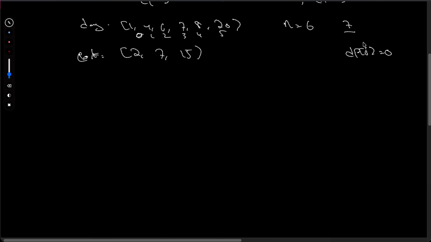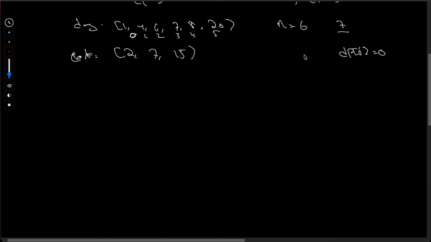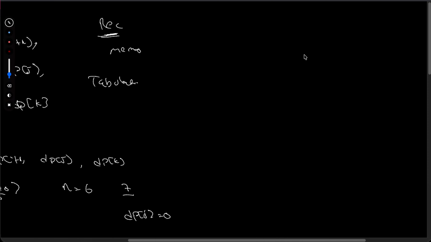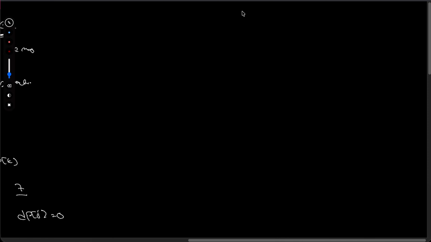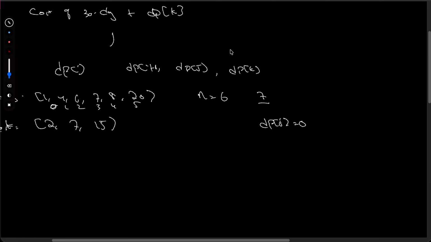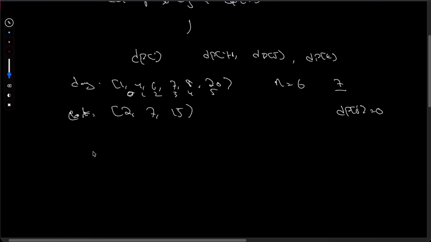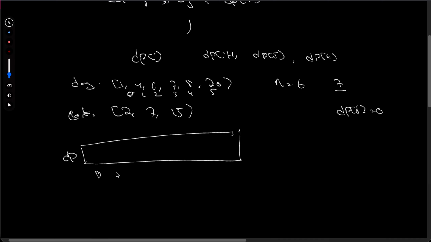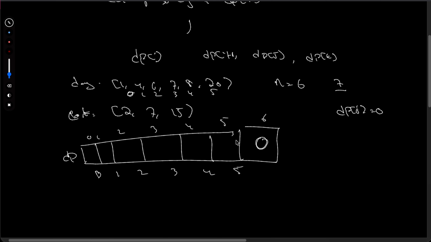Okay, so let's make a table. We make a dp table: 0 1 2 3 4 5 and 6. So dp of 6 is 0. We have here 0, so i is equal to 5.